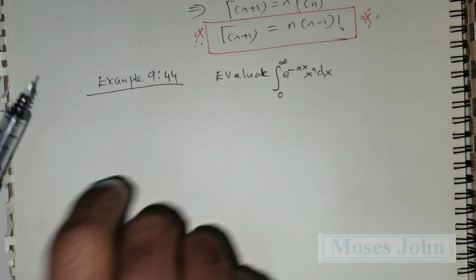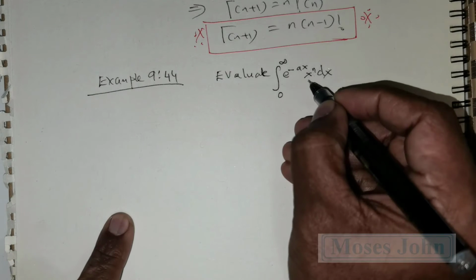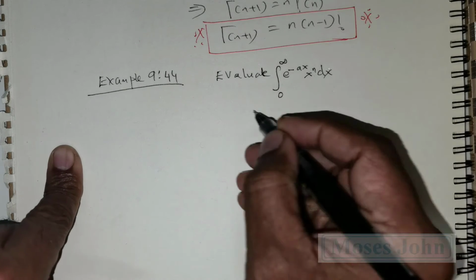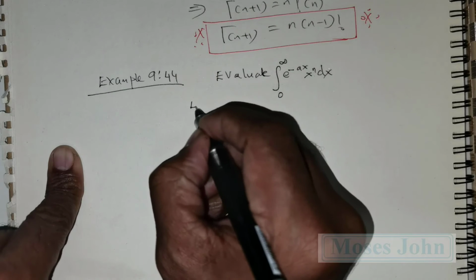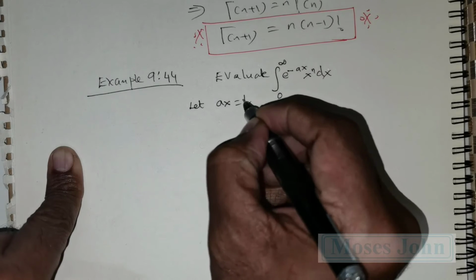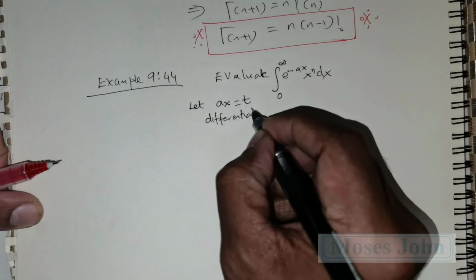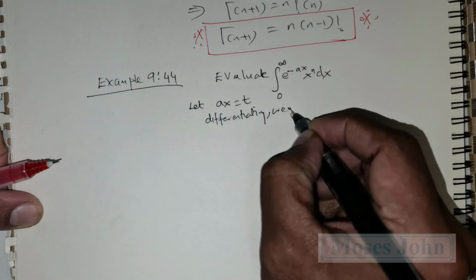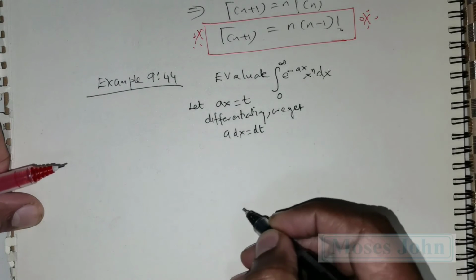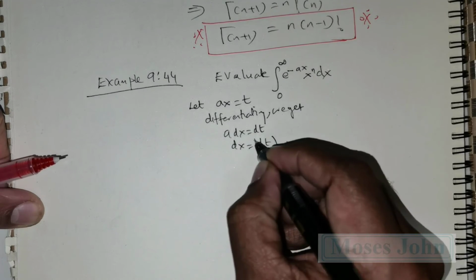Students, we are given this question: evaluate the integral of e raised to the power negative ax times x power n dx, with the limits stretching from 0 to infinity. Now what we are going to do is make the substitution. Let ax be equal to t. When we differentiate this, we get a times dx is equal to dt, and from here I can write dx as dt divided by a.